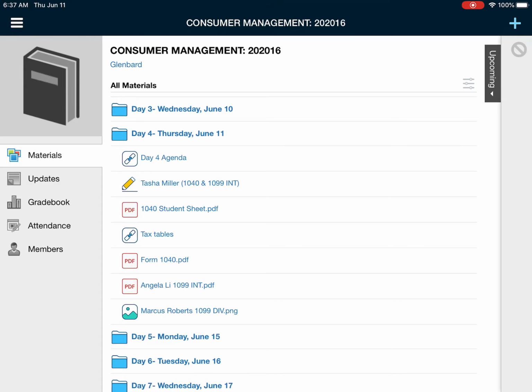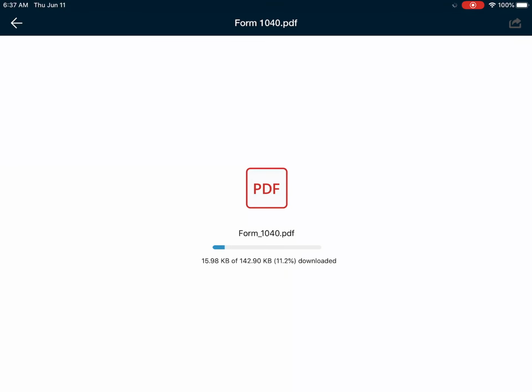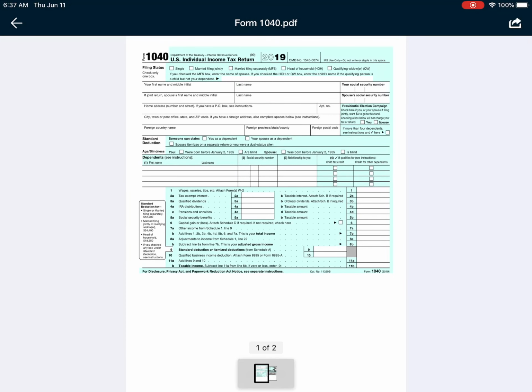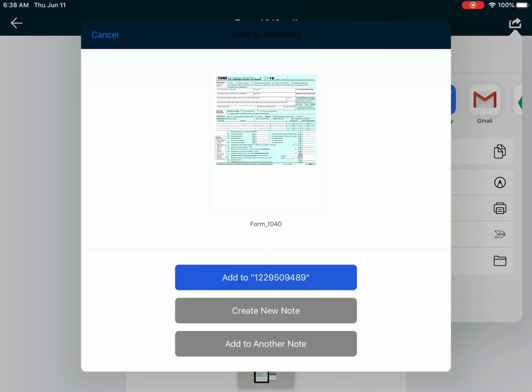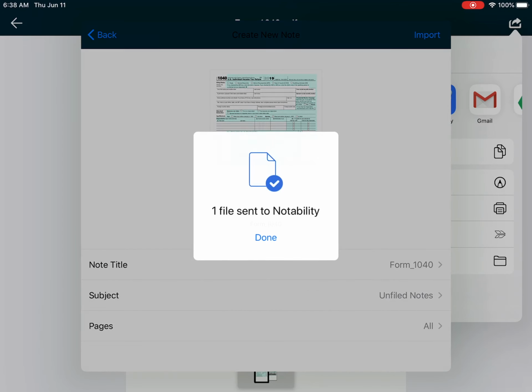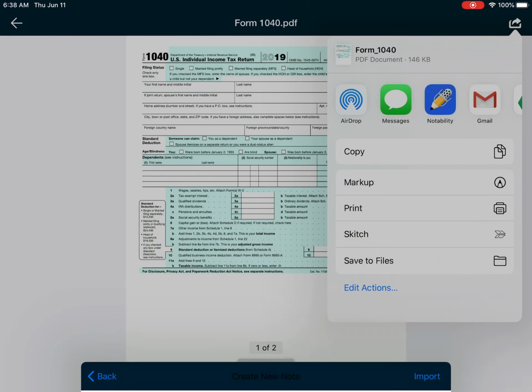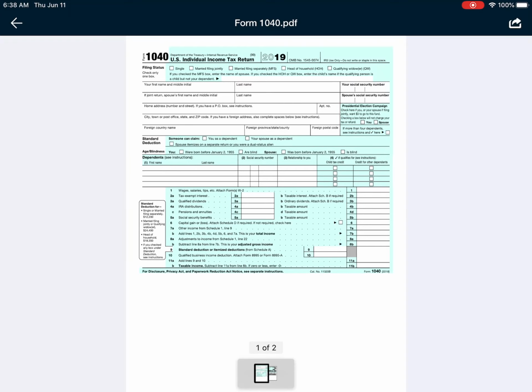What we're going to do is we're going to use the form 1040. This is the form that you do all of your taxes on. And you're going to have to upload this form to Notability or wherever you're using multiple times. So I'm going to take this form, put it in Notability, create a new note. You're going to have to do this multiple times because you're going to do multiple taxes.